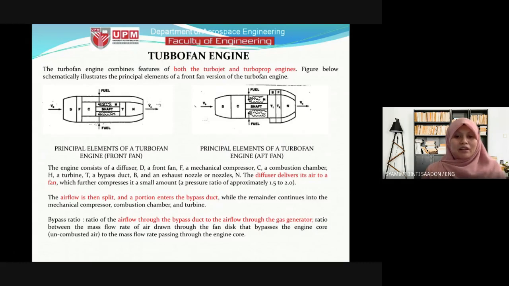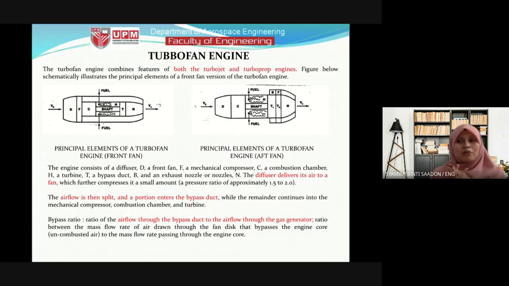The diffuser delivers its air to a fan, the fan in the turbofan, and then the airflow will be split. As I've mentioned before, around 80% will enter the bypass duct, and the other 20% or less, 20 to 15%, will enter the main core engine, which is the compressor, combustion chamber, turbine, etc. For turbofan engines, we classify the engine design by the bypass ratio.